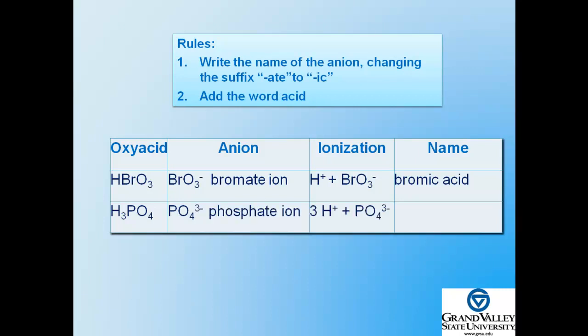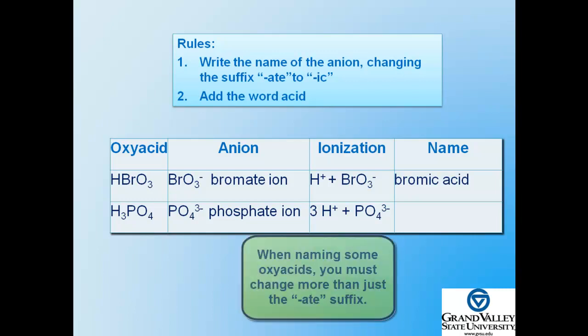For problem number 2, write the name of the anion. Rule number 1 states that you change the "ate" ending to "ic." However, for this oxyacid, the naming is slightly different. You add "or" plus "ic." Therefore, the phosphate will be changed to phosphoric, and the final name of this oxyacid is phosphoric acid.